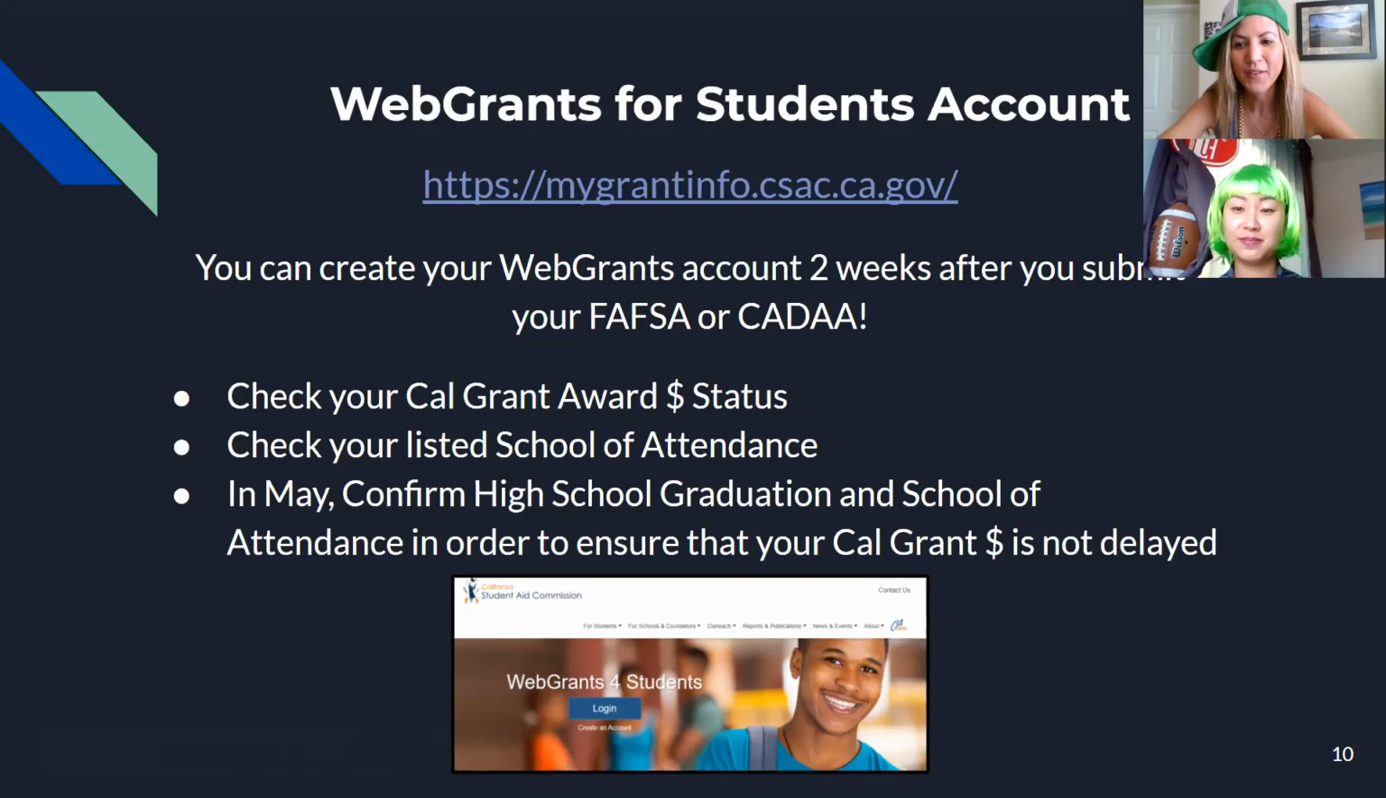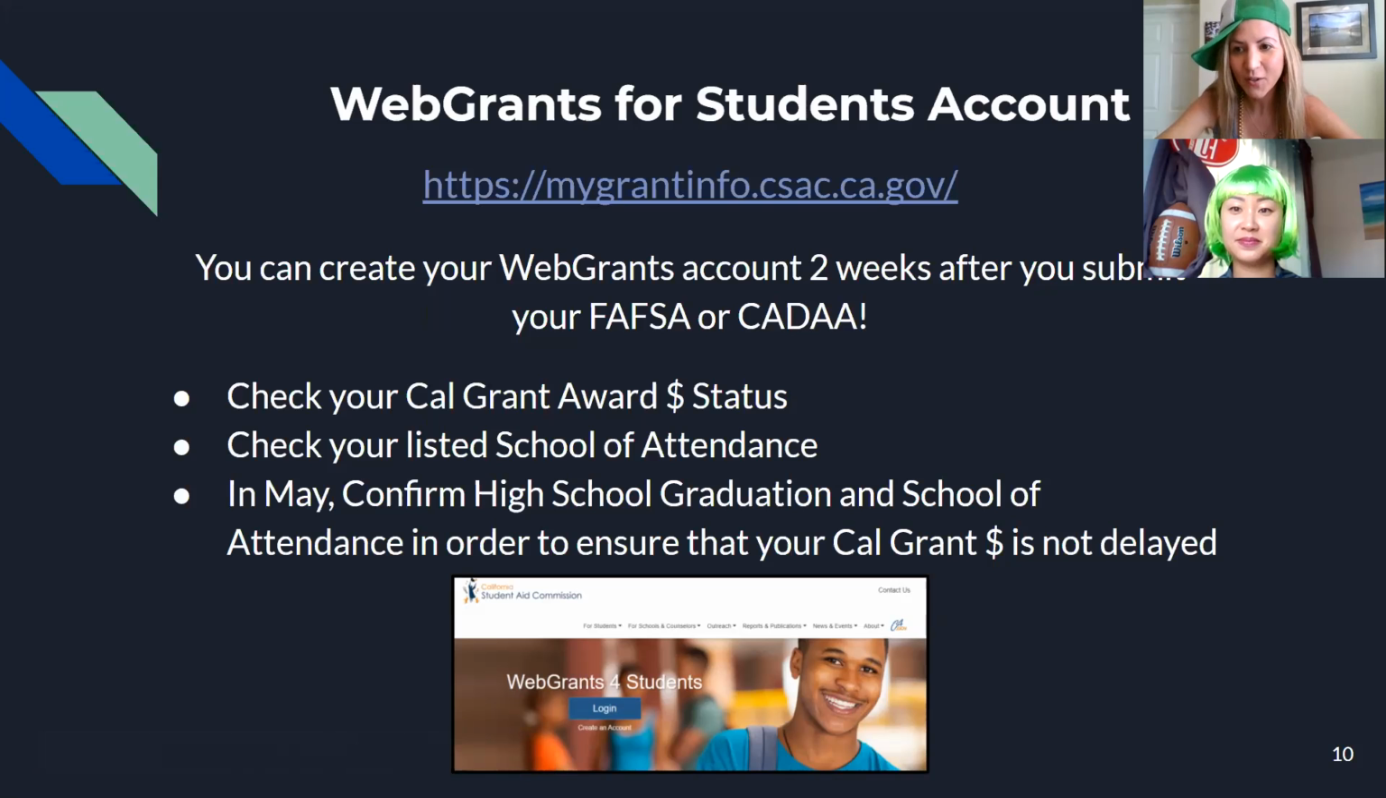After you guys apply for the FAFSA or the California Dream Act, within 2 weeks, so about 14 days after you submit, you're going to get a letter from the California Student Aid Commission, and it's going to ask you to create your WebGrants. So this is how much grant money you're going to get from the state of California. When you create this account, you'll be able to see everything.